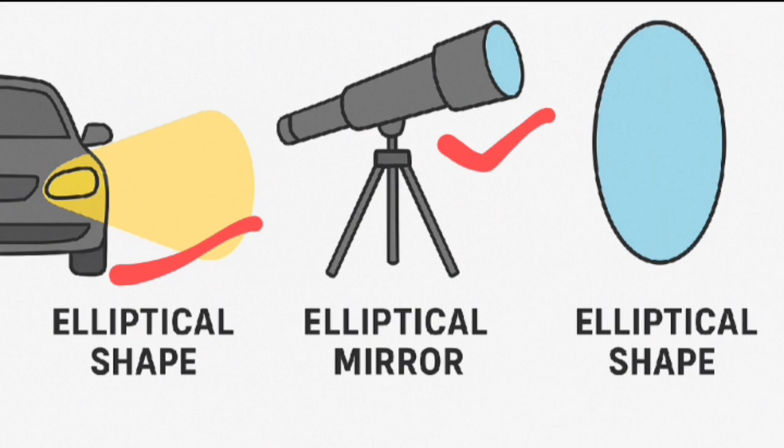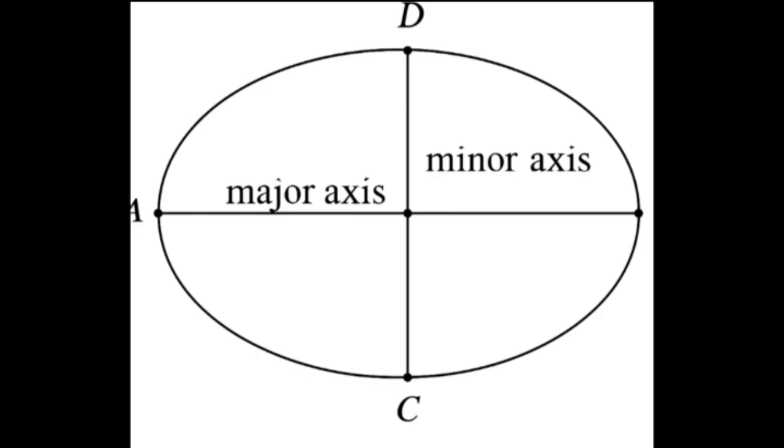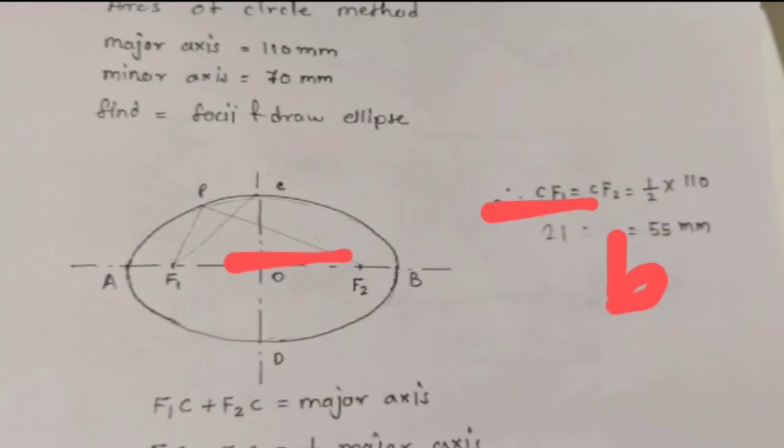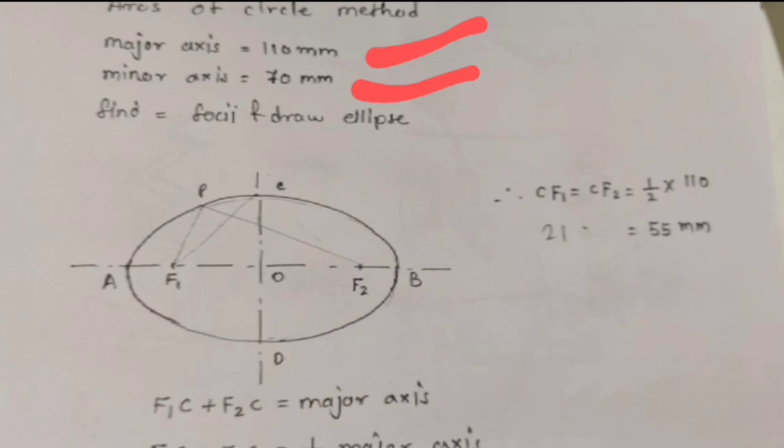From here I will explain the basics of ellipse and the ellipse by arc of circle method. In an ellipse there are two axes, one is a major axis and another is a minor axis. For example, I take a major axis of 110 mm and a minor axis of 70 mm. The focus points are always equidistant from the origin. F1 and F2 are the two focus points, and these two focus points are equidistant from O.